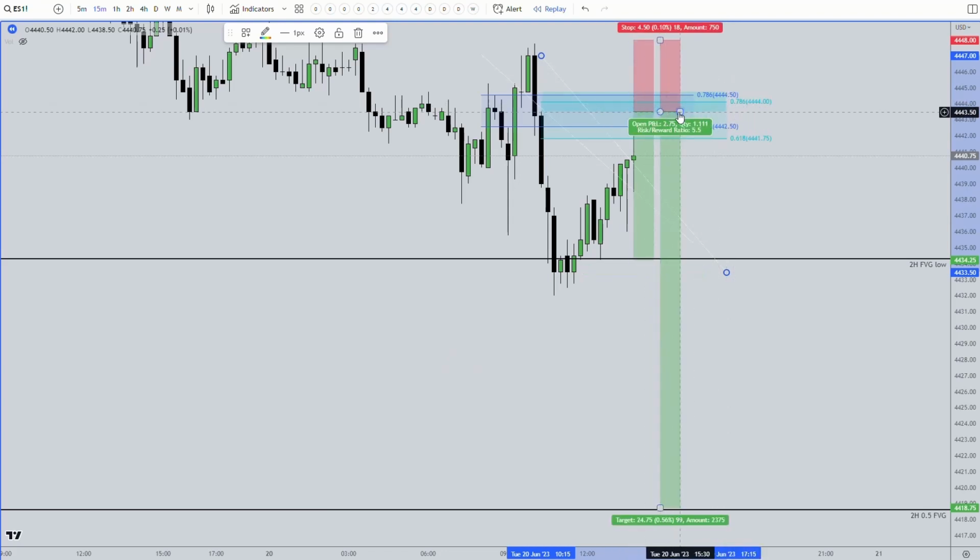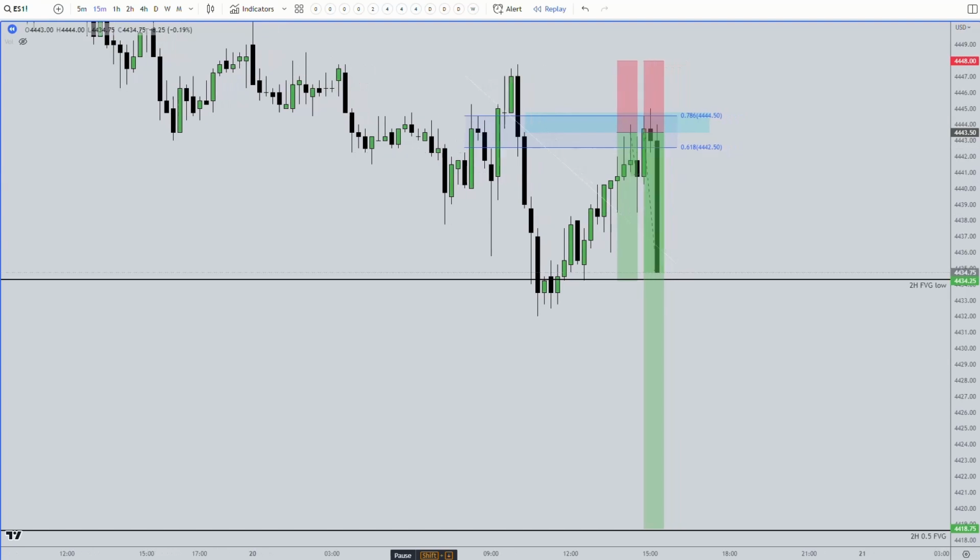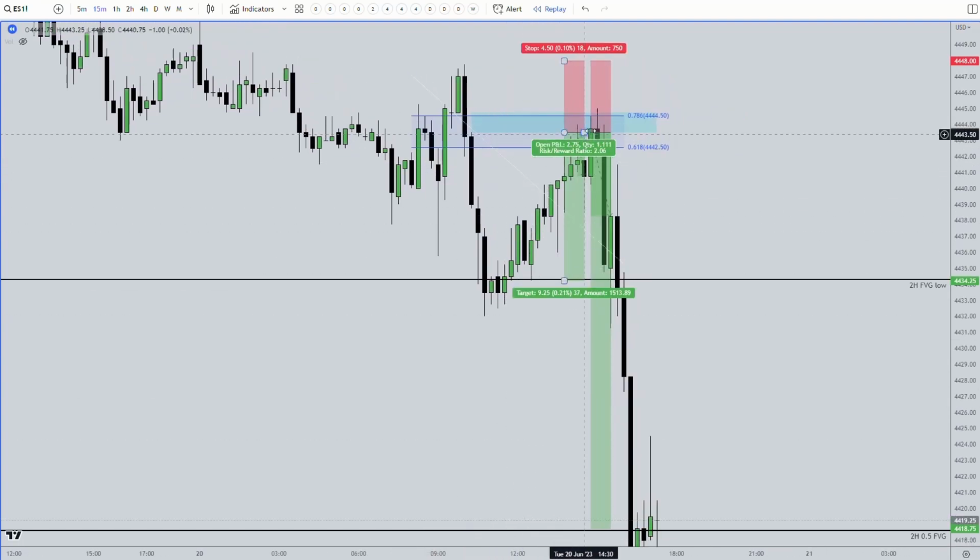In other words, you clearly would have defined an entry at around $4,443. As targets, you could have picked the current 2-hour fair value gap low, or going even further, potentially creating a new low, the 2-hour 0.5 of the following fair value gap. Let's quickly forward the chart and see what actually happened. And we see that the setup quickly played out, coming back to our entry and then breaking down to fill our profit target 1 and also 2.